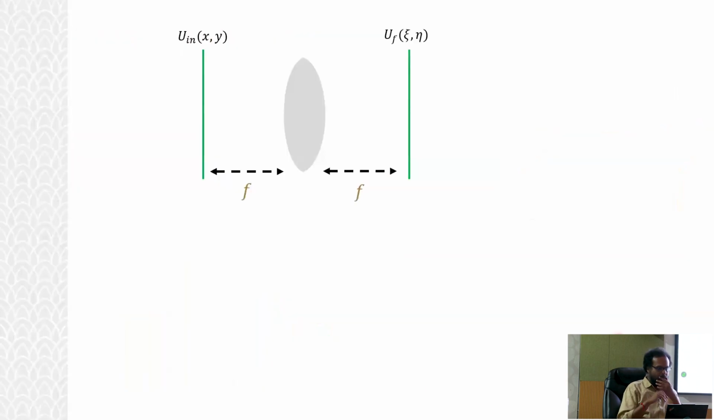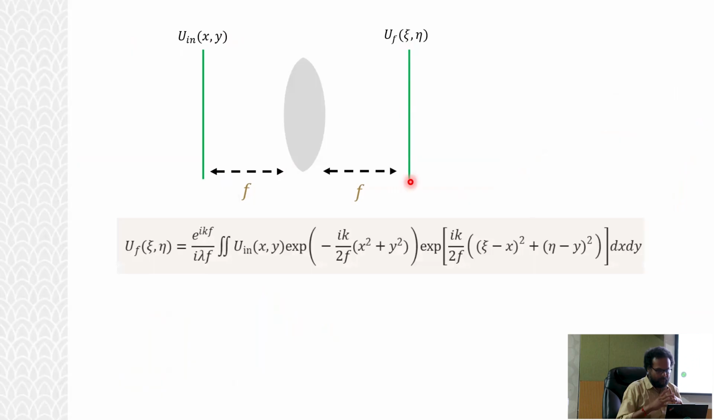Let's talk about that. Let's take a condition where I have an input field distribution at a focal length from the lens, and I'm looking at the output field distribution exactly at a focal length from the lens. In this case, using scalar diffraction theory and also the phase modification induced by the lens, I can write it like this, where this part is the phase added by the lens, and this is just a propagation part.